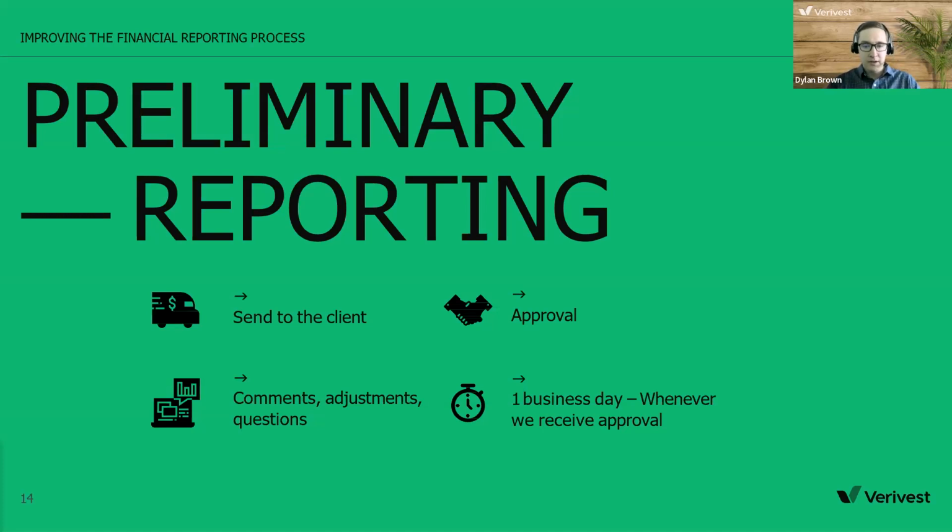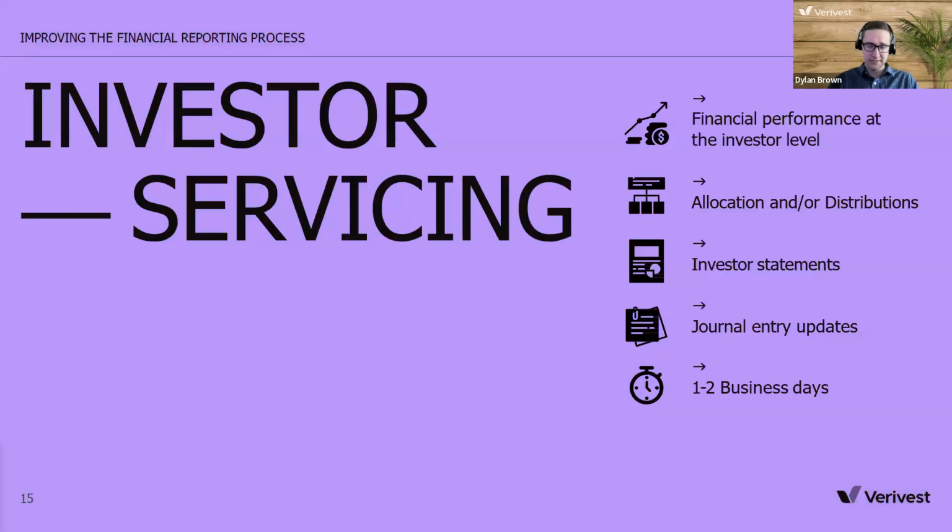Ideally, we both come together and get approval on this reporting. And this can take anywhere from 1 business day to, of course, whenever we get the financial product that we both agree on. When we have that approval, we go ahead and move on to the next phase, investor servicing. This is the step where we take that financial performance, typically your net income for the period, and we want to put that onto each individual investor's accounts. This involves us going in and making allocations and/or distributions.